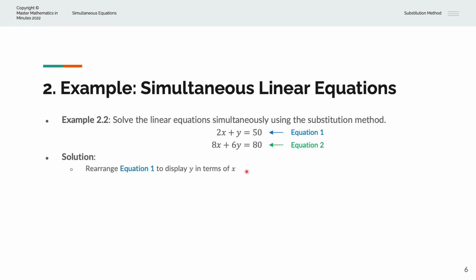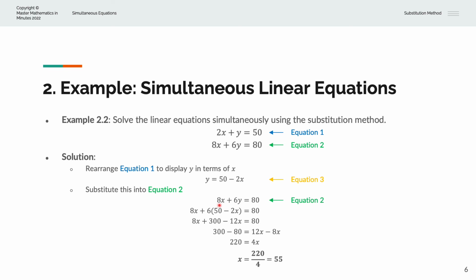So the first step is to rearrange equation 1 to display y in terms of x. Bringing 2x over, we have y equals 50 minus 2x. And we'll call that equation 3. And the second step is where we'll need to substitute this into equation number 2. So with equation number 2 as 8x plus 6y equals 80, we'll start with that. Equation number 2, 8x plus 6y equals 80.